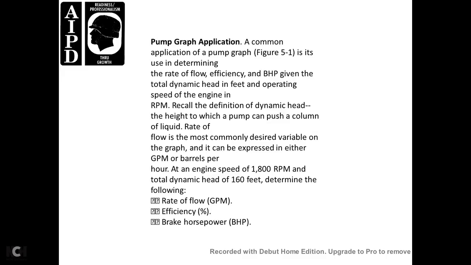Recall the definition: dynamic head is the height over which the pump can pump a column of liquid. The rate of flow is the most commonly desired variable, expressed in gallons per minute or barrels per hour. For example, with an engine speed of 1800 RPM and a total dynamic head of 160 feet, determine the flow rate in gallons per minute, the efficiency percentage, and the brake horsepower.